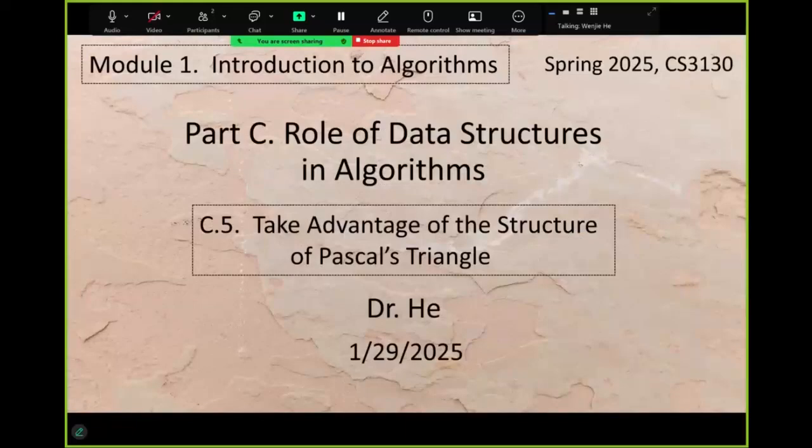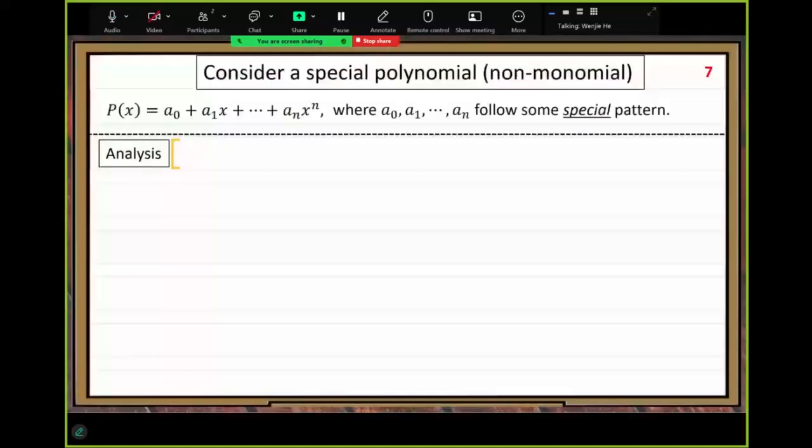C.5. Take advantage of the structure of Pascal's triangle. So for this one, we need to use a special mathematical structure. It's called Pascal's triangle. It's an interesting triangle. That structure is very special, and it is useful. All right, so let's look at that special structure.